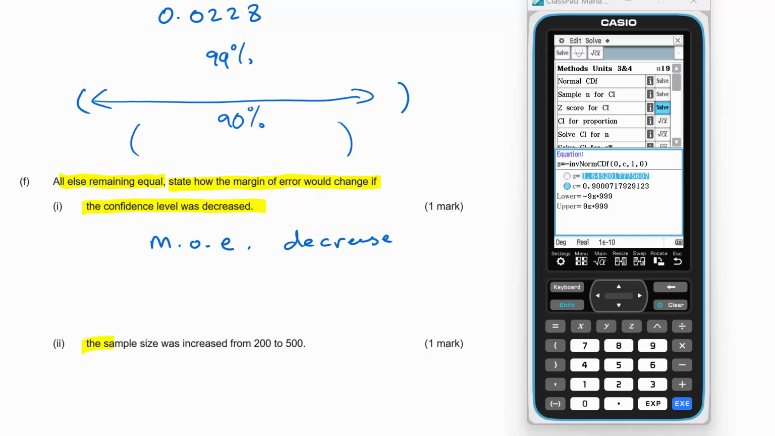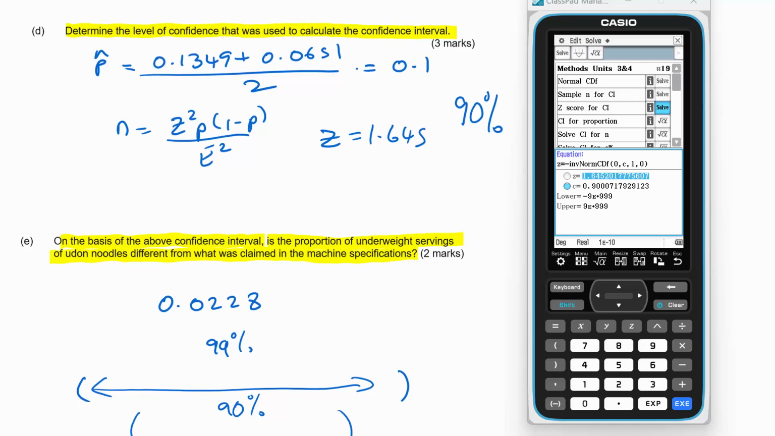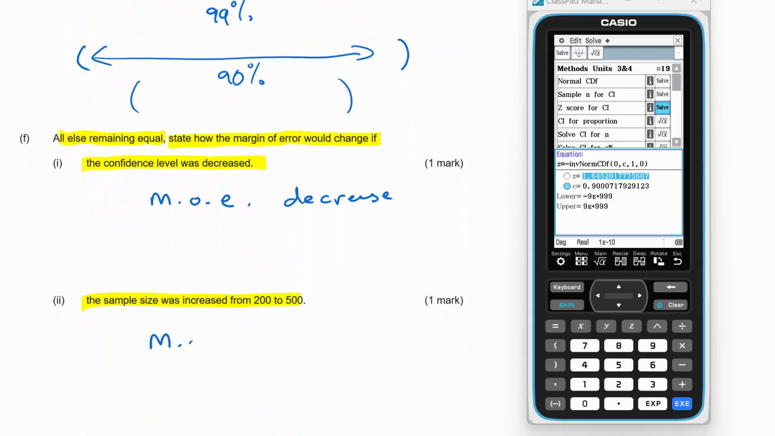What about if the sample size was increased from 200 to 500? Well, if we just rearrange this a bit and have E squared is Z squared p(1 minus p) over N, we can see the N is in the bottom. So if you increase N, you're dividing by more and the E gets smaller. So once again, the margin of error decreases.